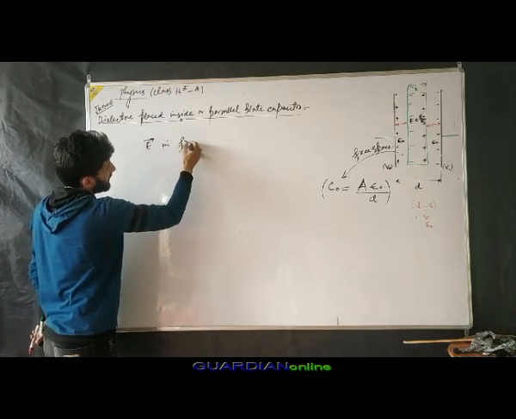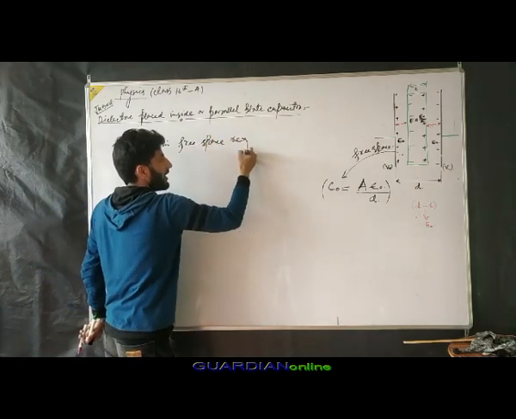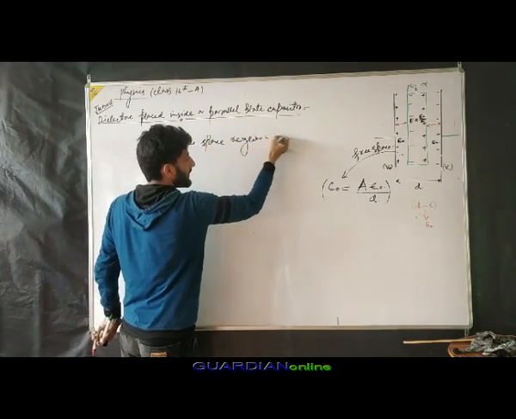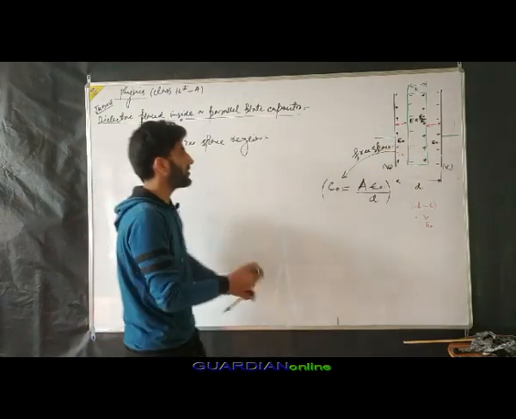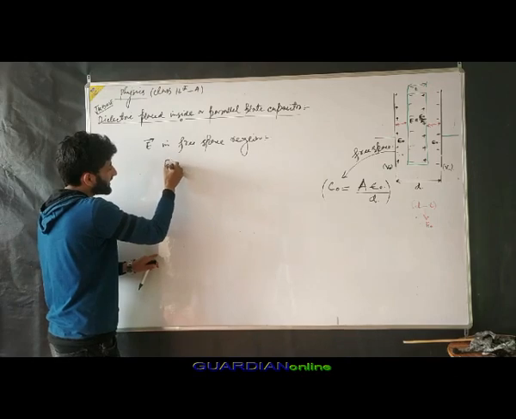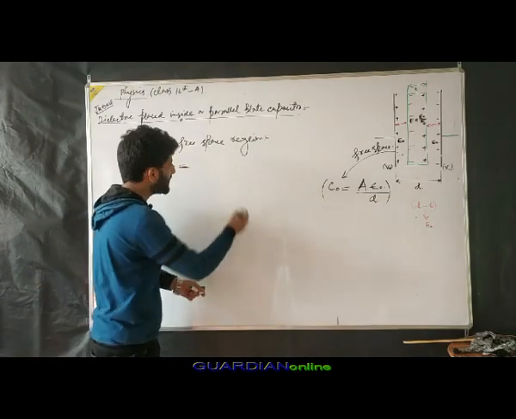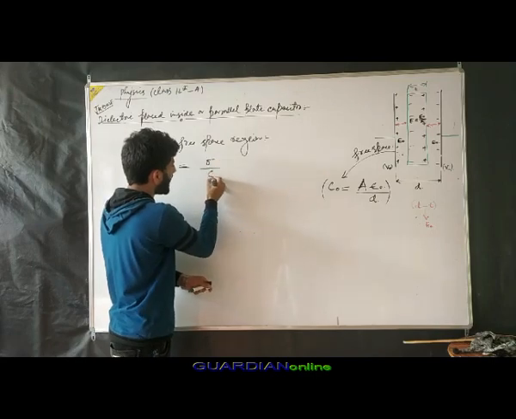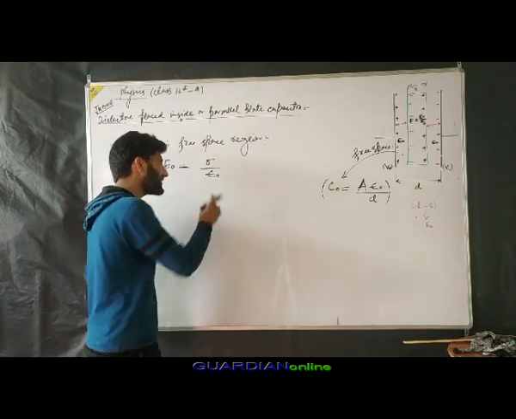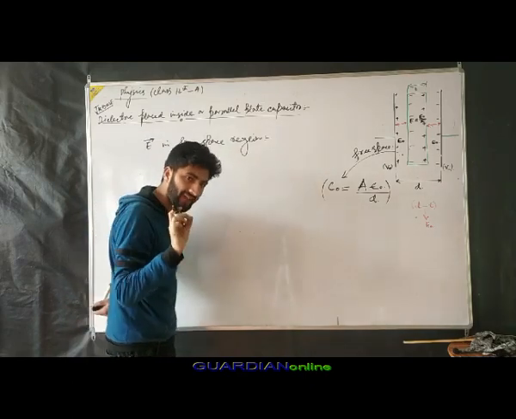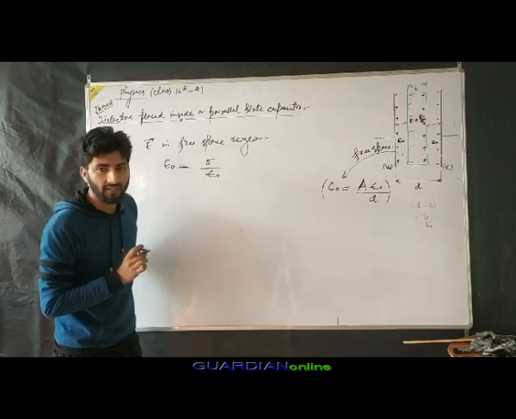Now what is the equation? It is very simple. The electric field in the free space region is E naught, and we know that it is simply equal to sigma divided by epsilon naught. What is sigma? Sigma is the surface charge density and epsilon naught is the permittivity of free space.